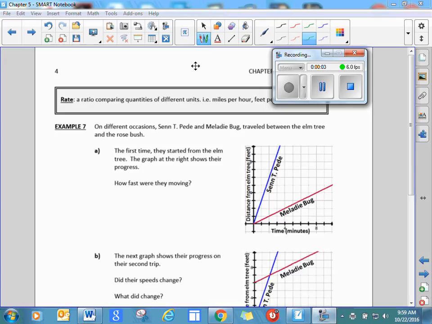So here we are still in 5A, page 4. We're going to continue to talk about the idea of slope, but we're going to attach it to some scenarios now. And oftentimes graphs really do tell a story, and that's kind of what we're going to do in these pages.